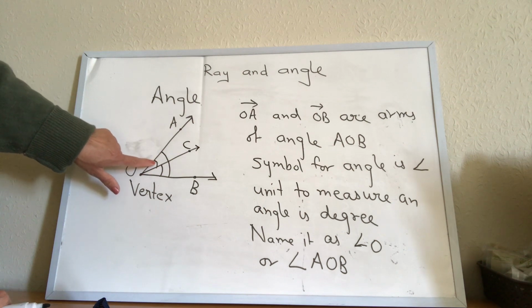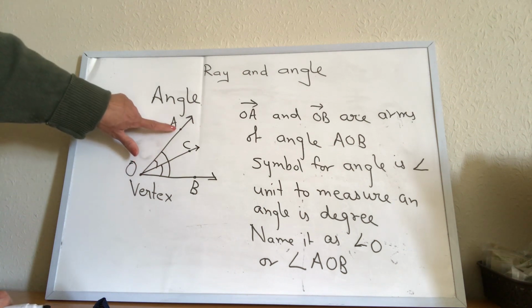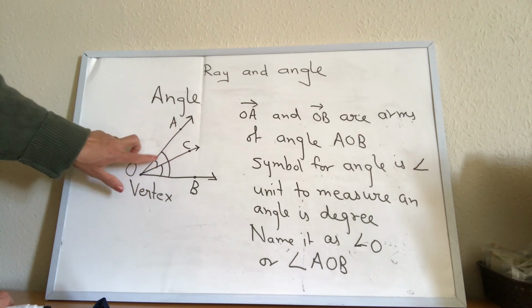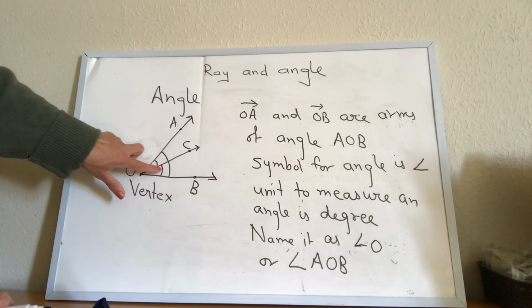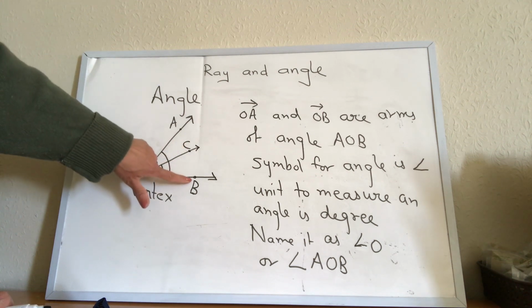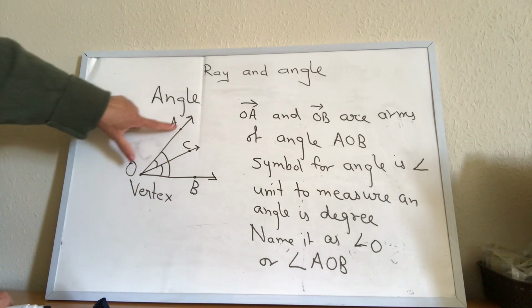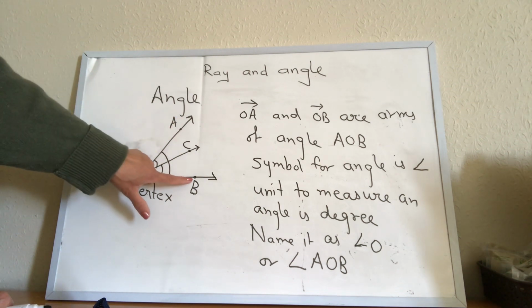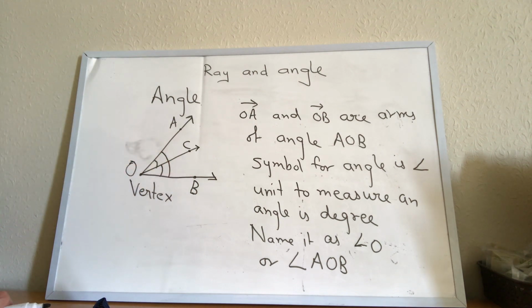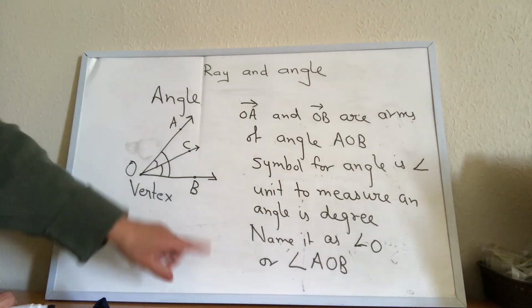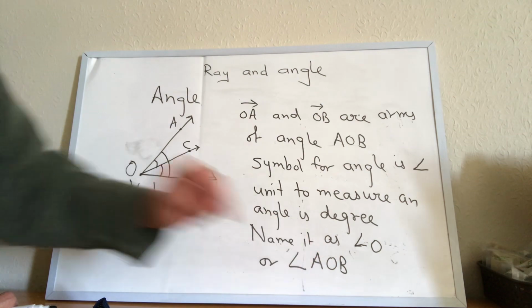If I am talking about this angle, I will call it AOC because these are the two arms making this small angle. If I am talking about this small angle, I'll say COB. And if I am talking about this big angle, I will name it as AOB. So if you see many angles, avoid using one letter and name it using 3 capital letters. Vertex always in the middle.